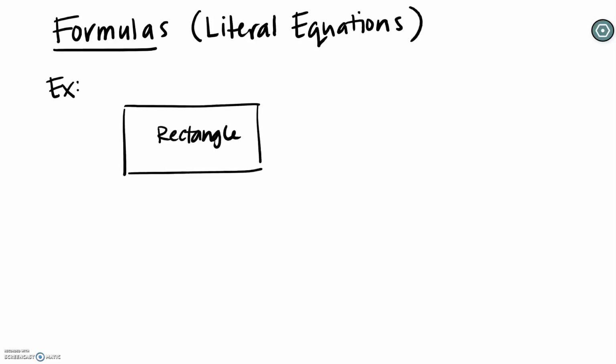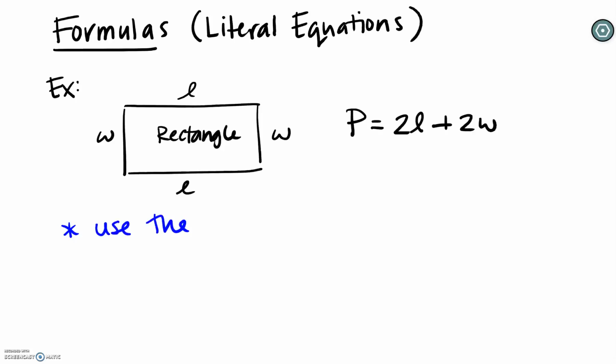has the following formula associated with it. Our perimeter is 2 times the length plus 2 times the width. So you have 2 different lengths, 2 different widths, and you add them all together. So that's our formula. We know that there are 2 ways that we need to use this formula in this class. One is just to use the formula.